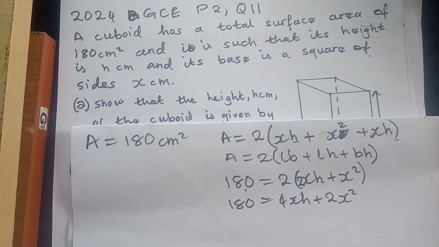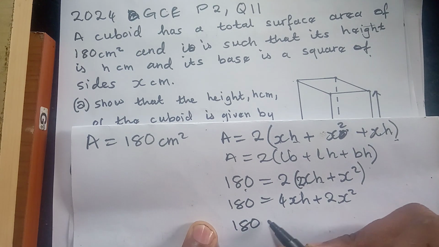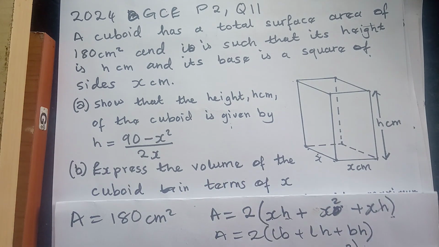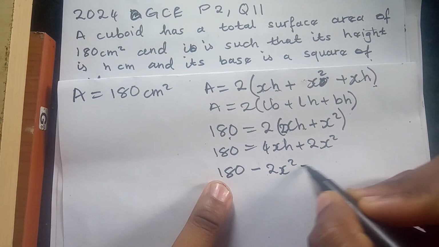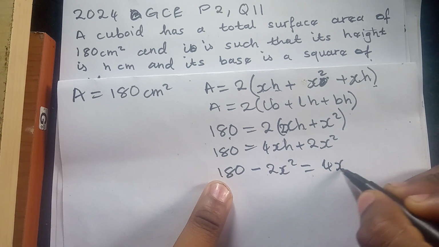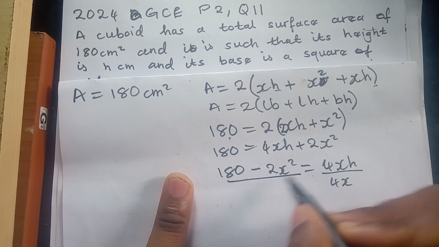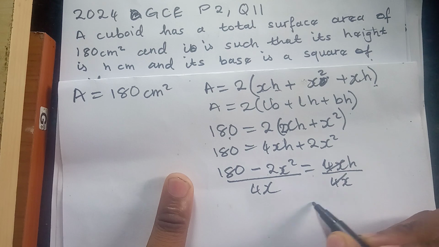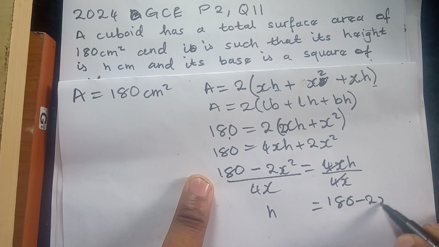Then you realize that it will be much easier that way, but I don't want to lose anyone in the process. So now your job here is to make h the subject of the formula. Once you make h the subject of the formula, then you'll be able to show that h is actually equal to this. So I can take the 2x squared this side, then we have 4xh here. Then we can divide both sides by 4x, and then I'll write the h this side. h will be equal to this, 180 minus 2x squared over 4x.